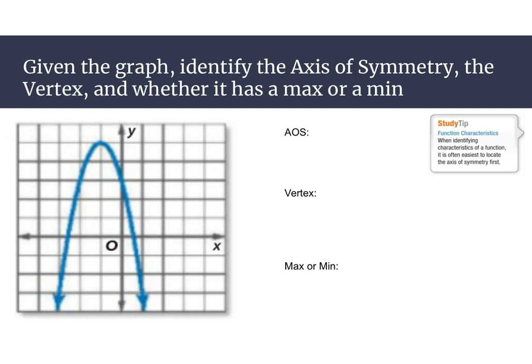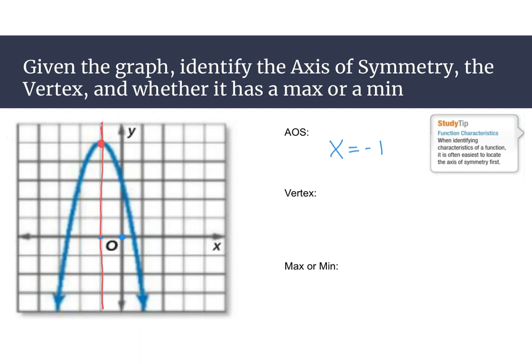So here, given the graph, I want to find the axis of symmetry, the vertex, and whether it has a max or a min. So for the axis of symmetry, I could figure it out visually because I see that this point right here, up on top, the axis of symmetry has to cut through the vertex. So I just need to find numbers. So this is my origin. So that means this must be -1. So the axis of symmetry is x equals -1.